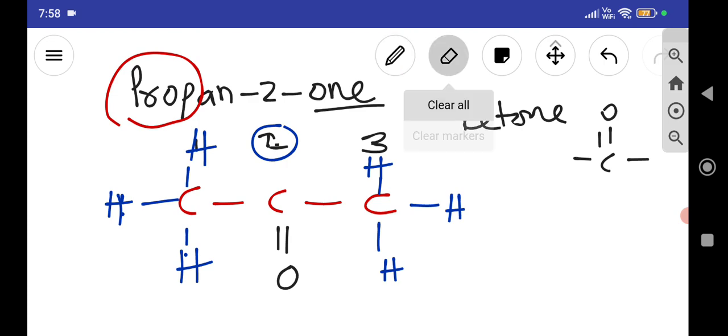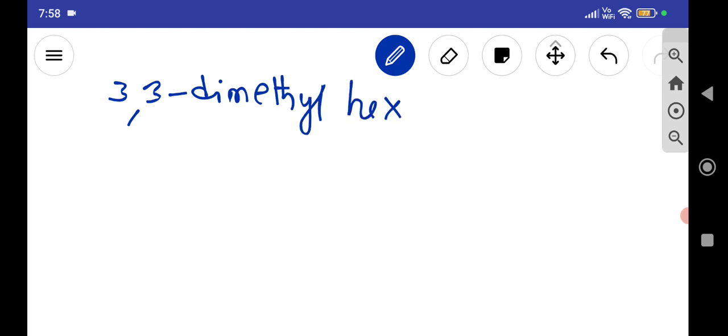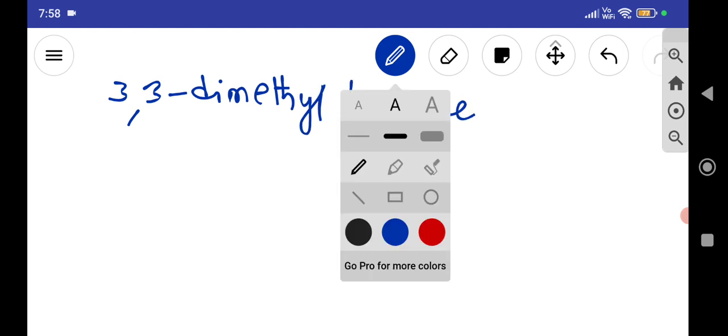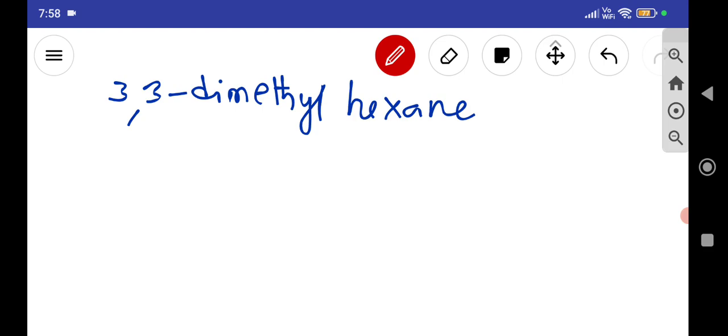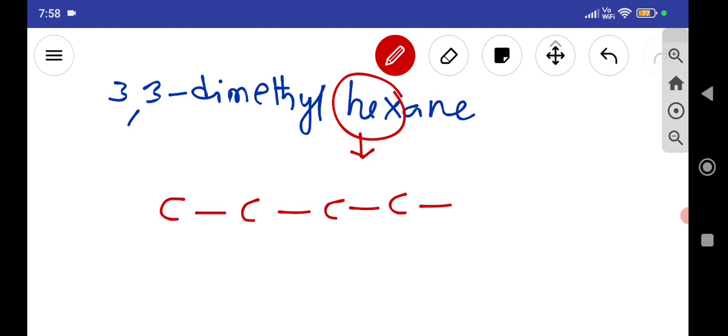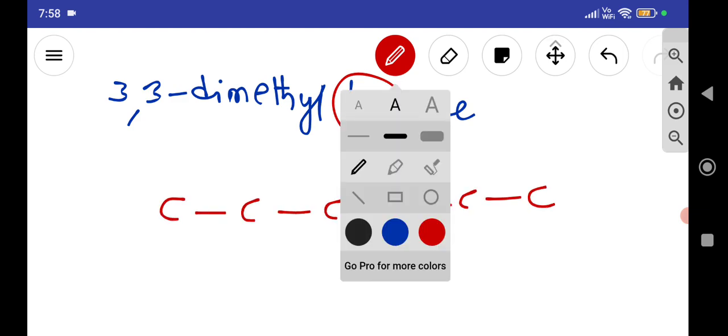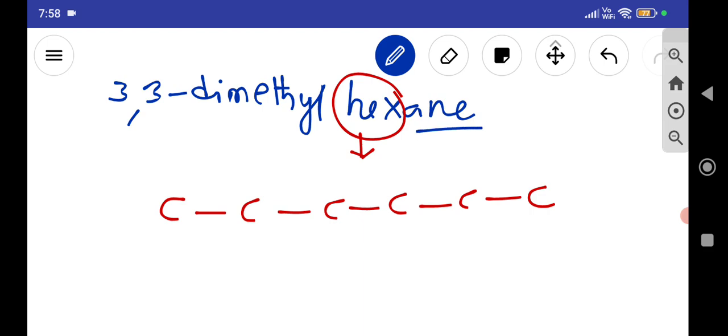Next one, suppose they give 2 branches like 3,3-dimethylhexane is there. So for this, how do you write the structure? Again check with the root word hex. So hex stands for 6 carbons. So write the 6 carbons like this. Then ANE is mentioned, so single bond already is given, so no problem. Then numbering can be written like this: 1, 2, 3, 4, 5, 6 carbons.